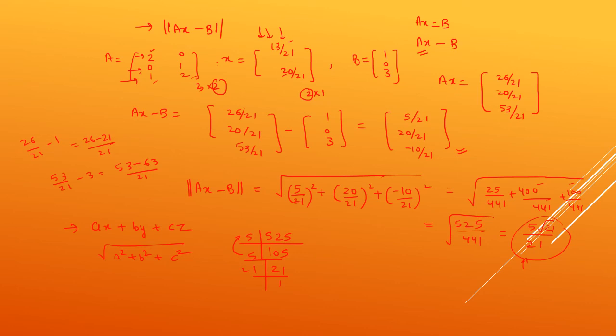So this is how you can find out whether a particular system is consistent or inconsistent. And then if it is inconsistent, you can use the least square solution, and you can find the least square solution by using normal equations. And then if you have found this out, you can use this same value to find the least square error as well. That means the magnitude. I'm hoping that this is clear to you.